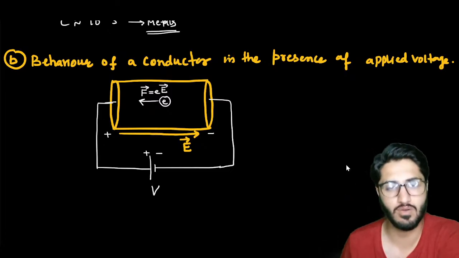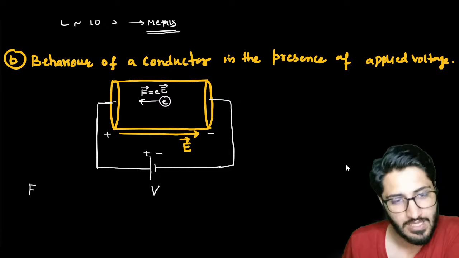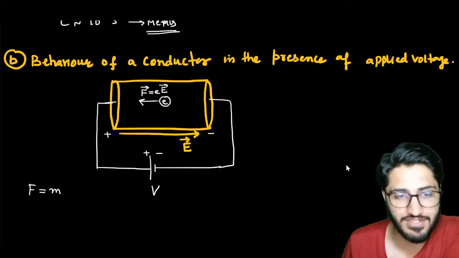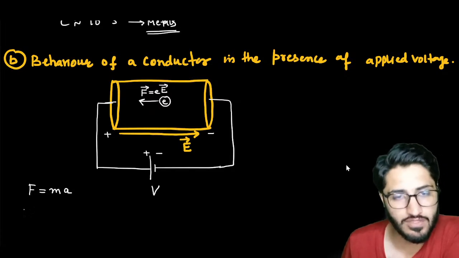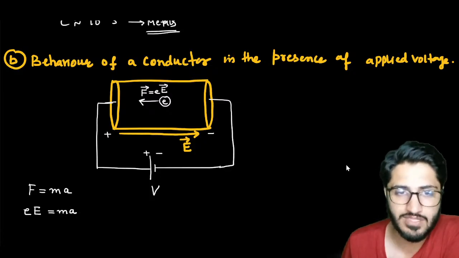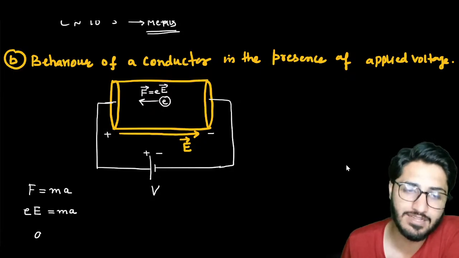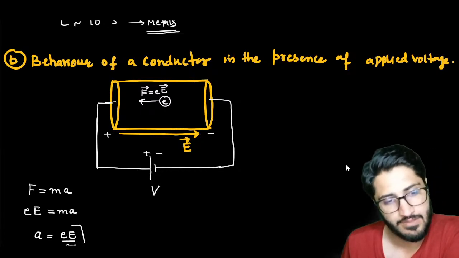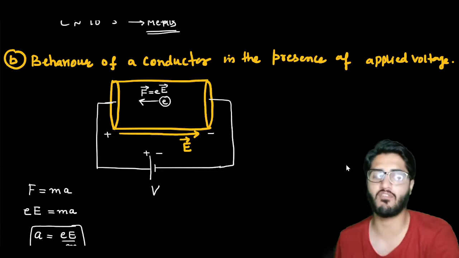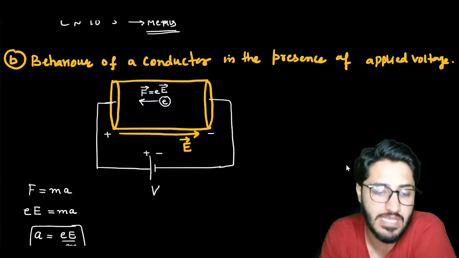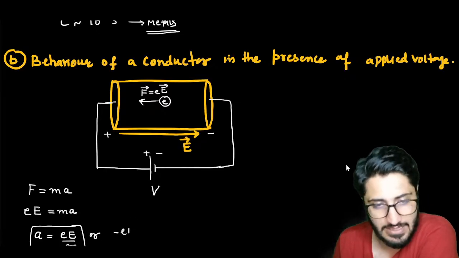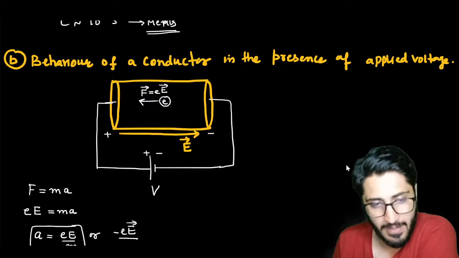Yes, sir. Now I can write force. Force is there, so there will be an acceleration. So I can write mass into acceleration. And this force equals charge of electron into electric field equals mass into acceleration. Now this electron will be in an accelerated mode, and its acceleration I can write as eE by m. This thing you need to remember. Acceleration of an electron in an external electric field would be eE by m. Or if you want to write it in vector form, it is minus eE divided by m.